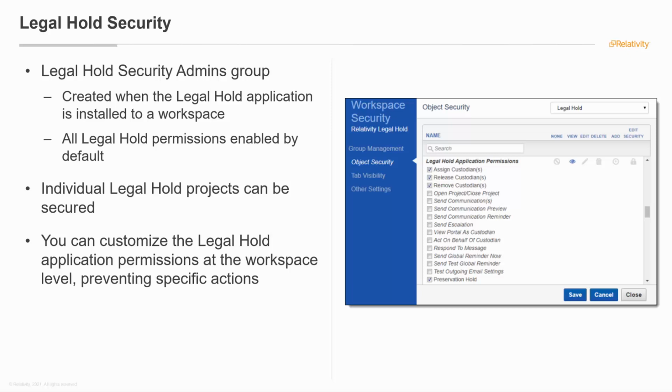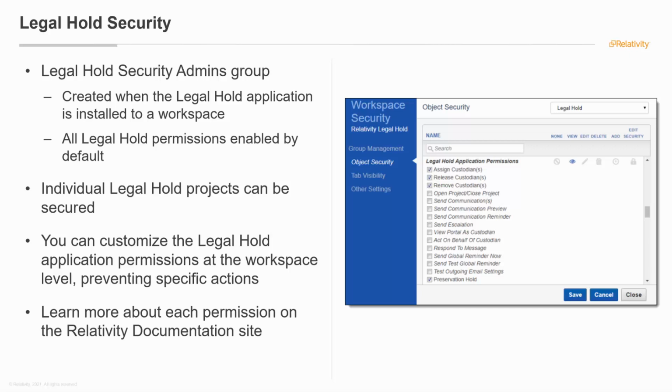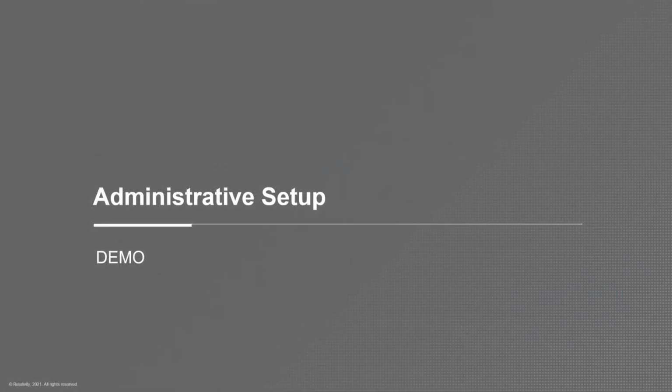projects, okay? In order for system admins to have access to the functions controlled by the legal hold application permissions, you must add those system admins to another security group or add a new group with access to the legal hold application permissions. And of course, there is a lot more to learn about each permission on the Relativity documentation site, but this is just a quick overview of how you can customize these permissions. Okay, and I will do a demo now to show you some of these different settings, especially for the administrators out there. So we'll take a look at the hold admin settings and the legal hold permissions in Relativity.